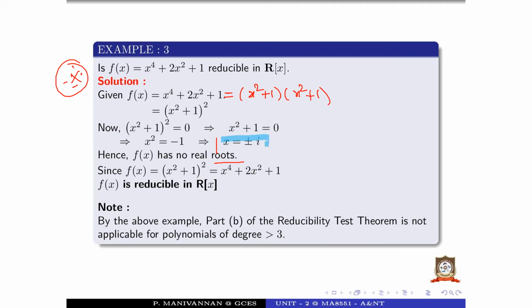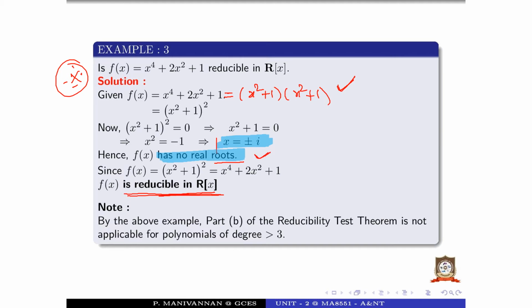x equal to plus or minus i. Therefore, f of x has no real roots. But the given polynomial can be rewritten as these two terms. Therefore, the given polynomial is reducible, even though it has no real roots.